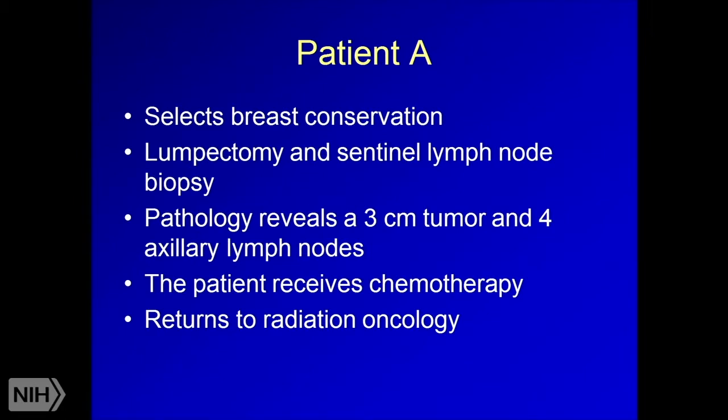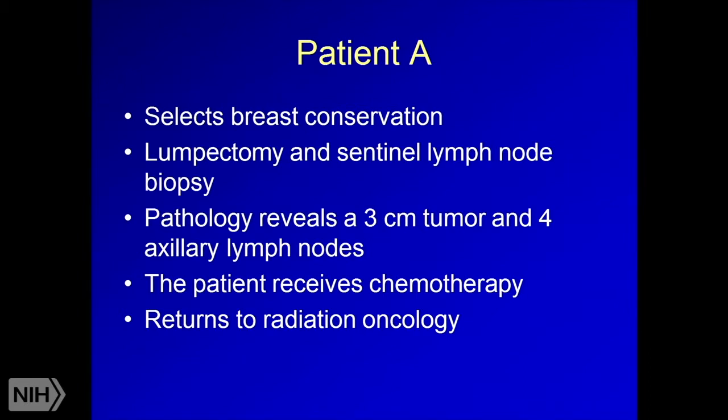So this patient in this example, after hearing all the pros and cons of both approaches, opts to select breast conservation. So they have a lumpectomy performed as well as a sentinel lymph node biopsy. And in this example, the pathology revealed a 3-centimeter tumor as well as 4 axillary lymph nodes that were positive for disease. So the patient then goes on to receive their chemotherapy, and then they come in to see us as radiation oncology.